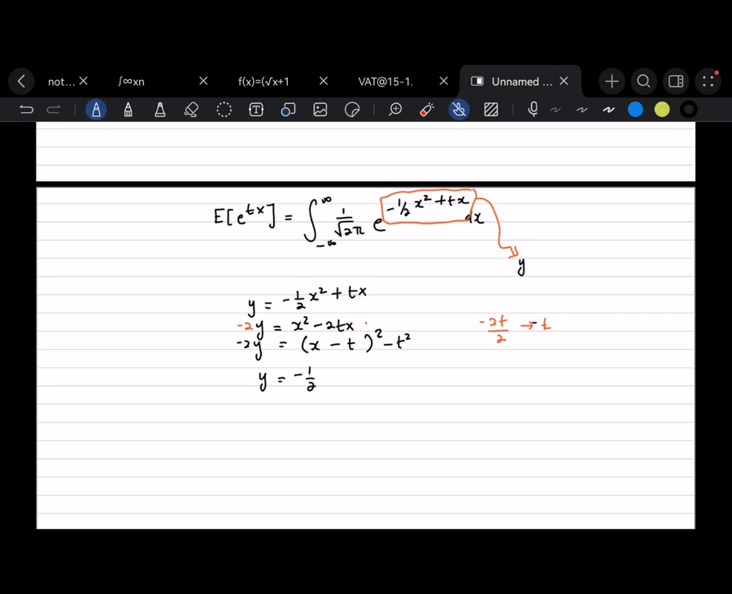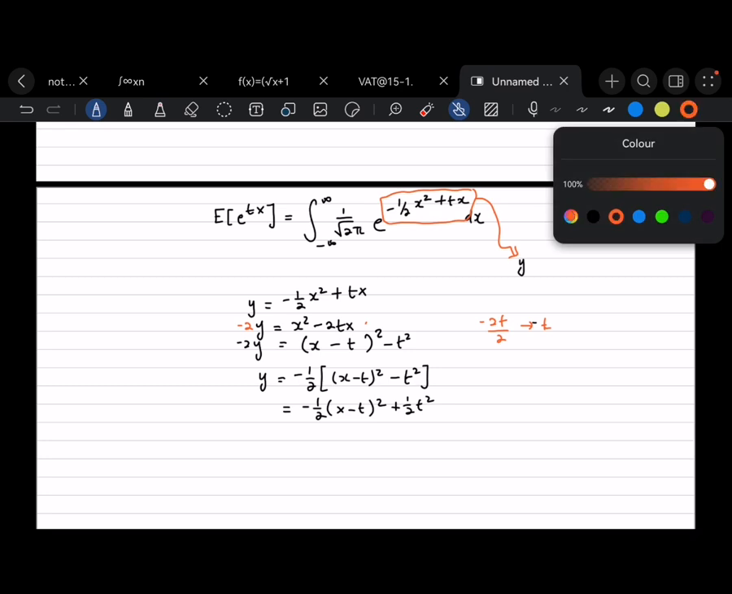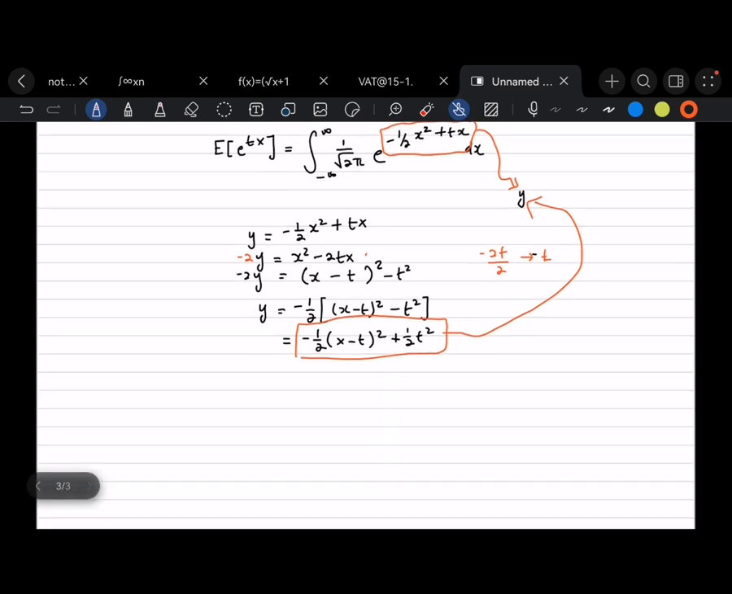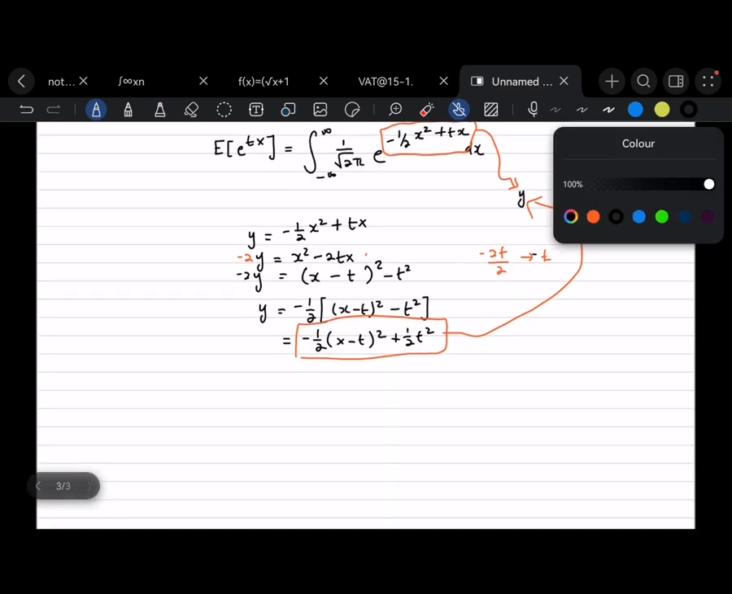So you have negative half times x minus t all squared minus t squared. Just multiply it in: negative half times x minus t all squared minus, so negative half times negative t squared is just positive half t squared. So now this is your exponent. That's the exponent you had initially. So you need to put it back into your integral.